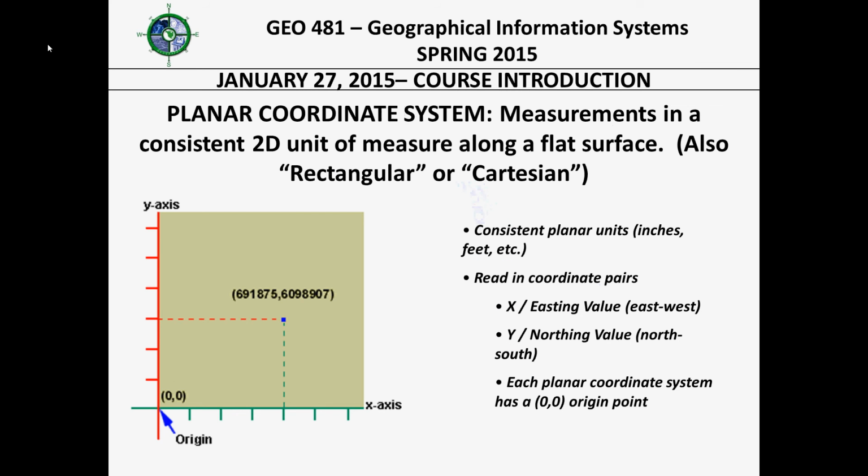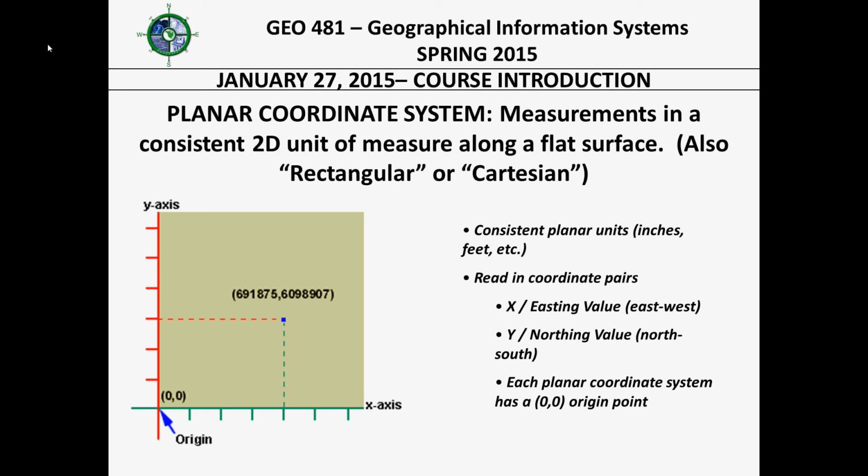We talked about, again, we're reviewing these projected coordinate systems that we just talked about. This is a projected coordinate system or a planar coordinate system, rectangular. We are now measuring on a flat surface. We'll review projections in just a second. So when you project to a flat surface, you have consistent units. Longitude and latitude aren't consistent. We just talked about that.